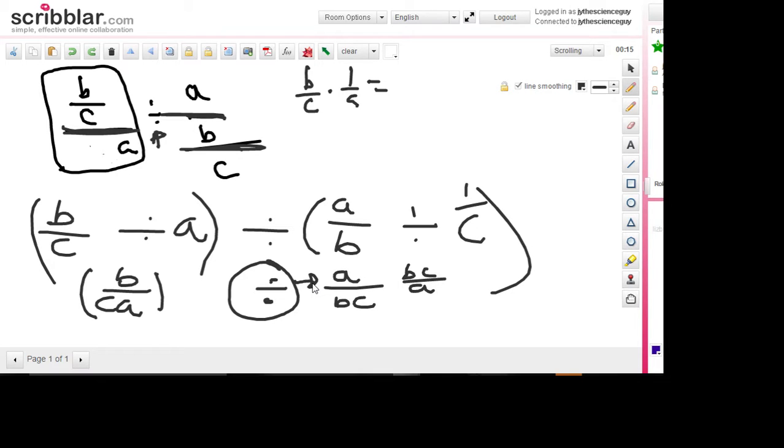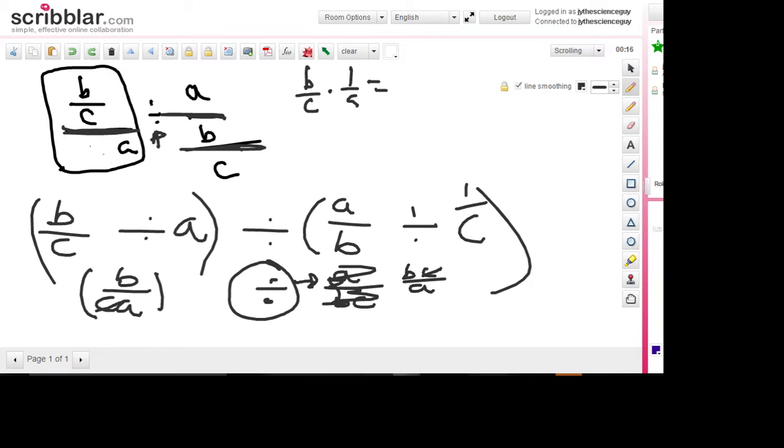And then cross stuff out. The C's can be crossed out. And then that's all. So it would be B squared over A squared. Say it again. B squared over A squared. That's correct. So my suggestion to you is to do stuff in pieces, just like I just did. Right? Yes.